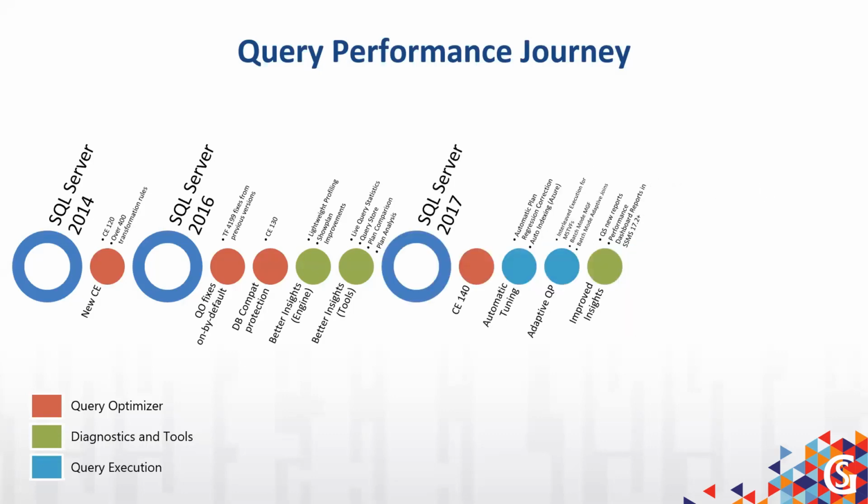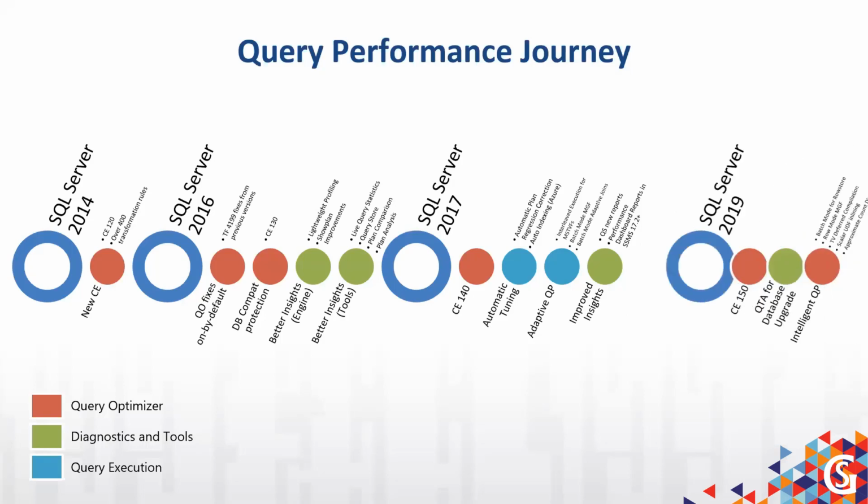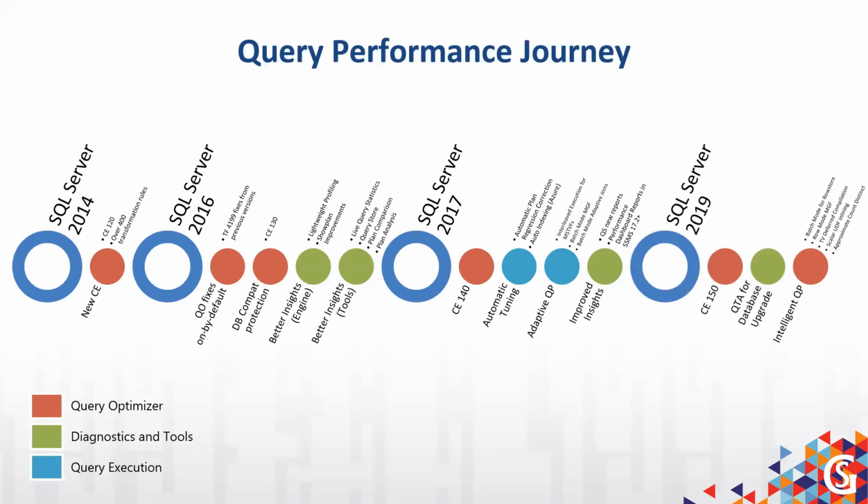Now, fast forward 16 months, and we are in SQL Server 2017. 2017 introduced a new CE, as you see there, CE 140. And that's been the case even in 2019, we have CE 150. Now, in terms of query execution, SQL 2017 brought automatic tuning and adaptive query processing, but it also brought improved insights.